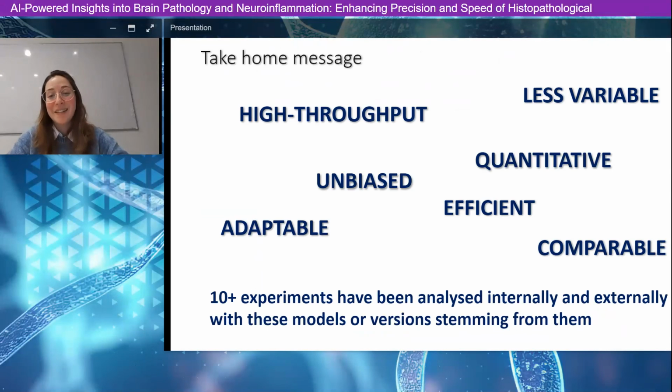As a take-home message, I hope I have convinced you that using these novel AI tools can be really helpful for a neuroscience lab. It's allowing us to have less variability compared to our traditional methods. It also allows us to design more high throughput experiments. It's more quantitative in some ways, more unbiased, efficient. And it's also allowing us to compare much more between experiments from different researchers because we are using the exact same analysis pipeline.